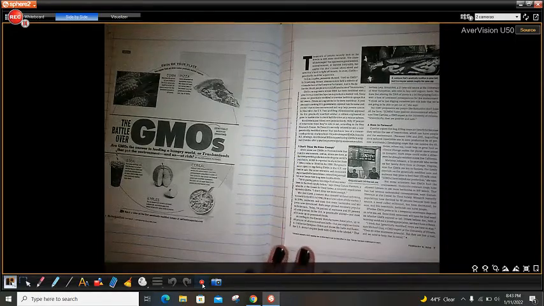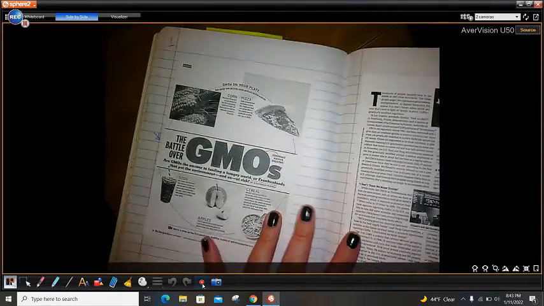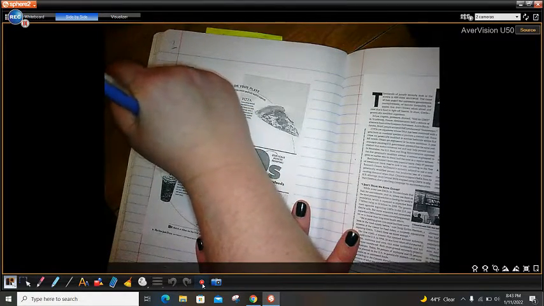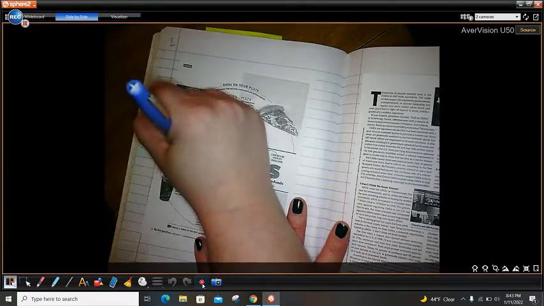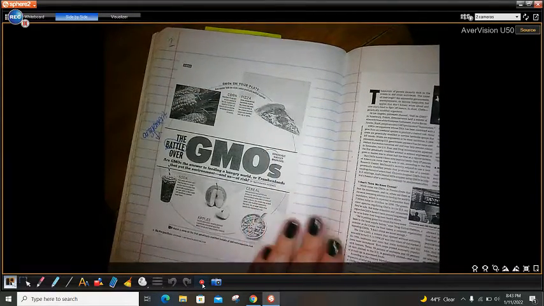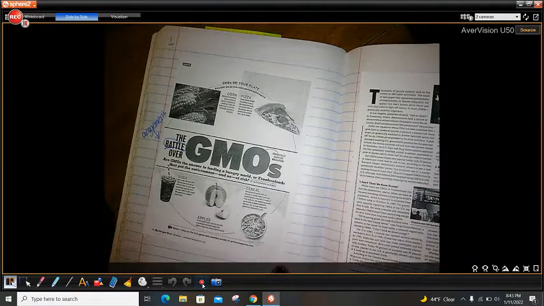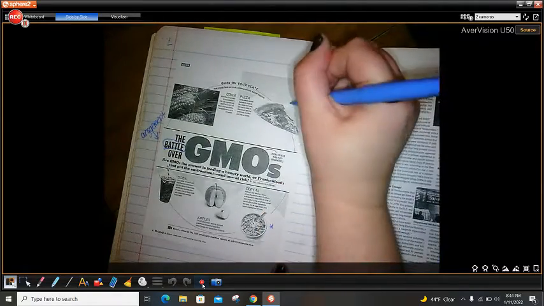So for my title, it says The Battle Over GMOs. So this right here, I'm going to go ahead and write a little arrow, and I'm going to have you guys do the same thing. Looks like it's going to be talking about an argument because it uses that word battle. So if I know I'm talking about a battle over GMOs, I'm probably going to be talking about two sides to an argument. What I'm also noticing is lots of pictures. So I'm just going to put some stars by these pictures.